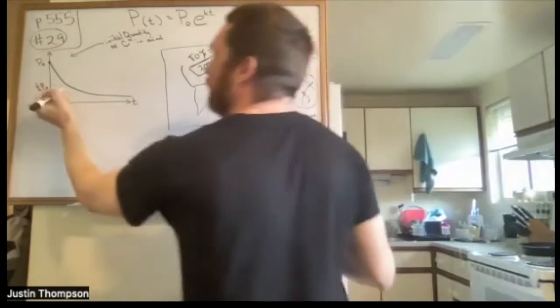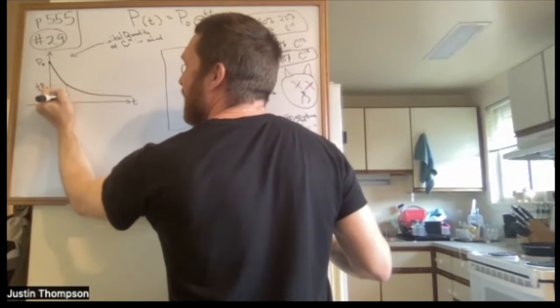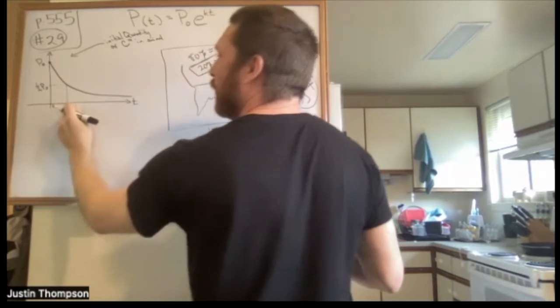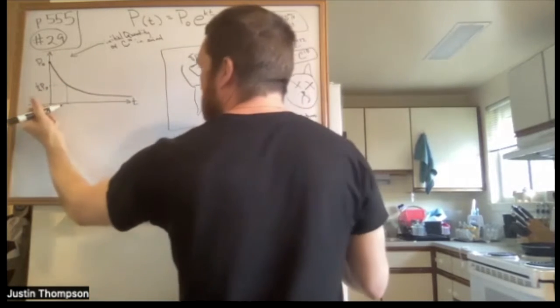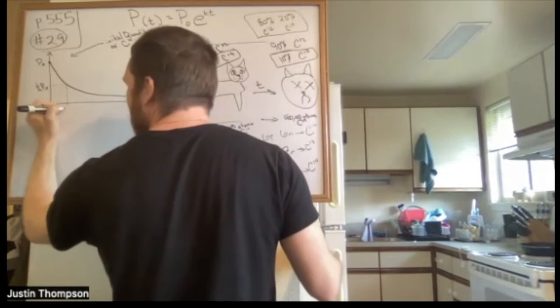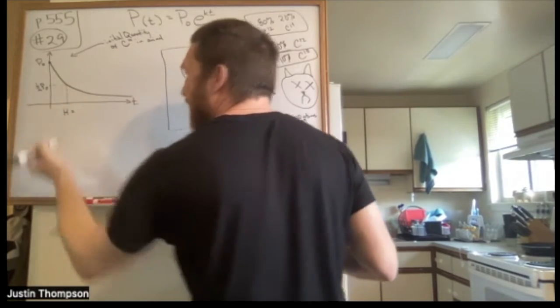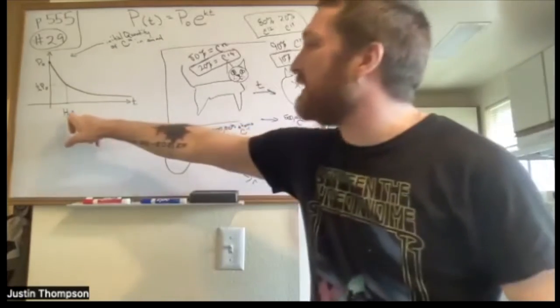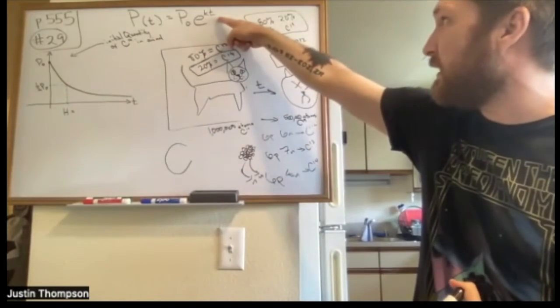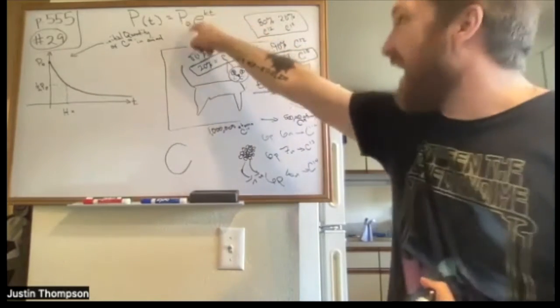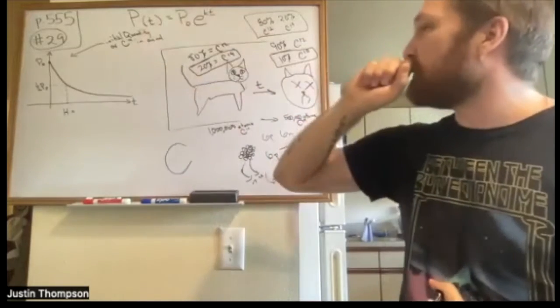So that amount of time that it takes is called what? The half-life. There you go. I'm just going to write it as H. That's the half-life. So in other words, if I take that number H and plug it in right here, I'll get 1/2 of the original amount.